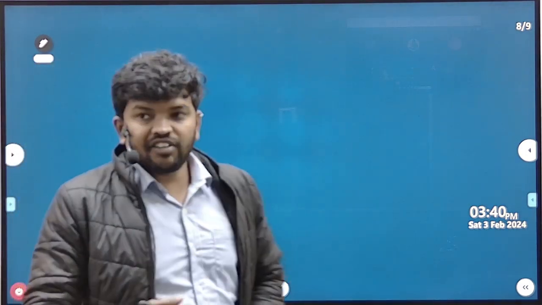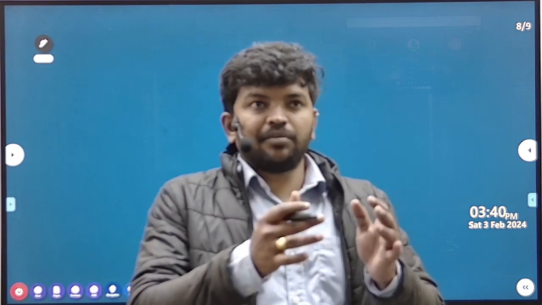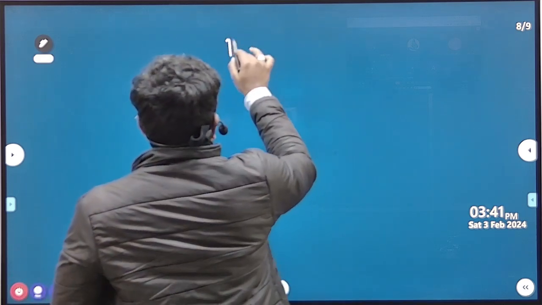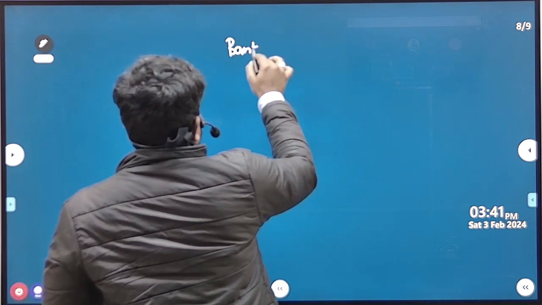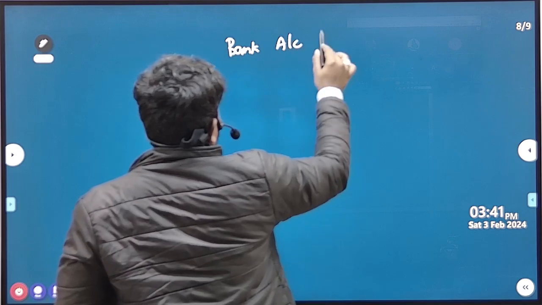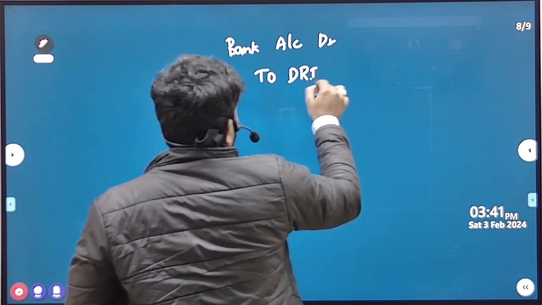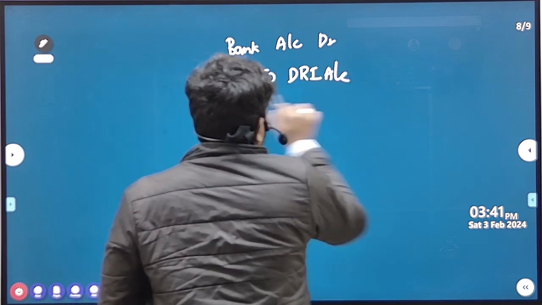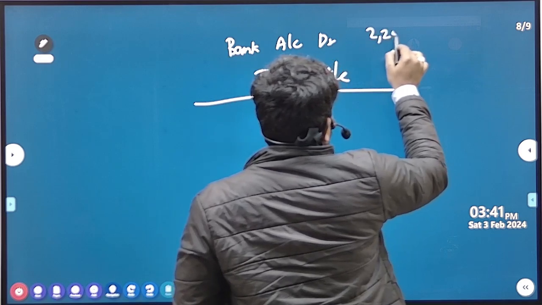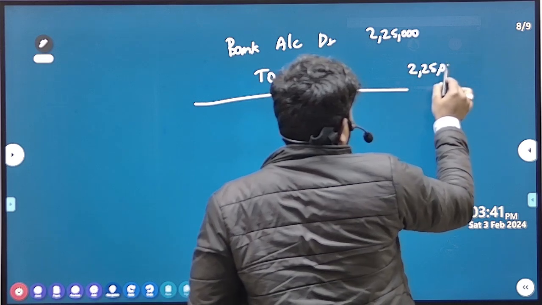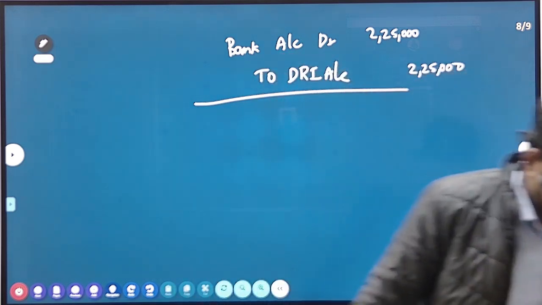I have invested somewhere. Now while redeeming, I have to take the amount back. Yes or no? So I am taking this DRI amount back. Bank account debit to DRI account, which is equal to debenture redemption investment account, 2,25,000. Yes or no? Clear?